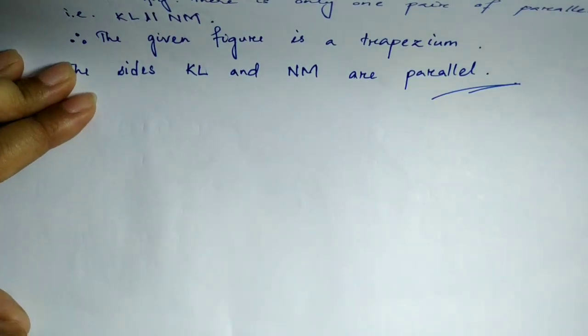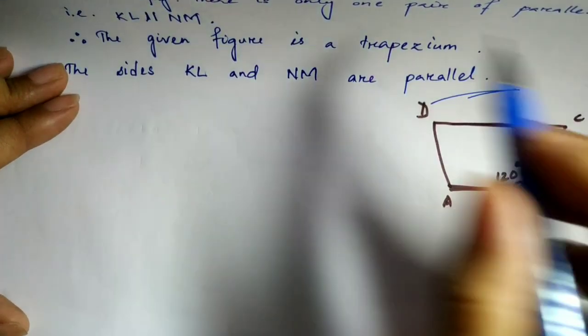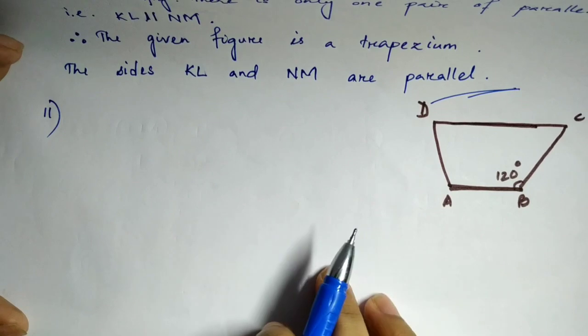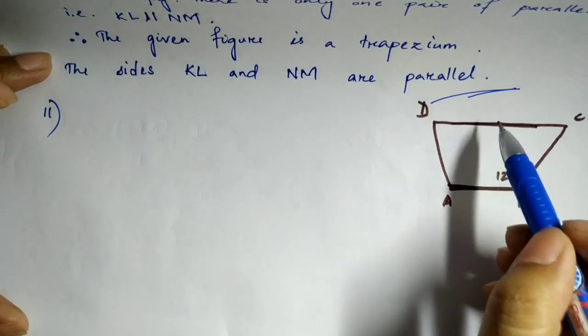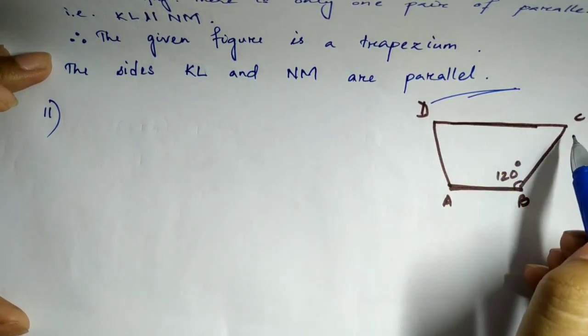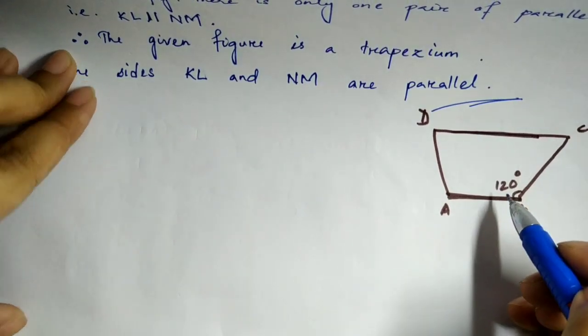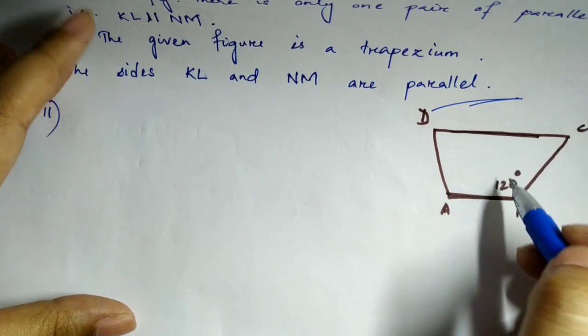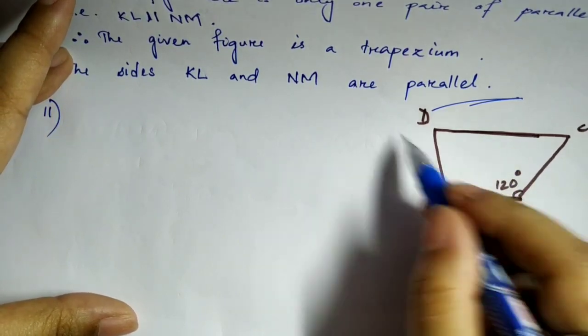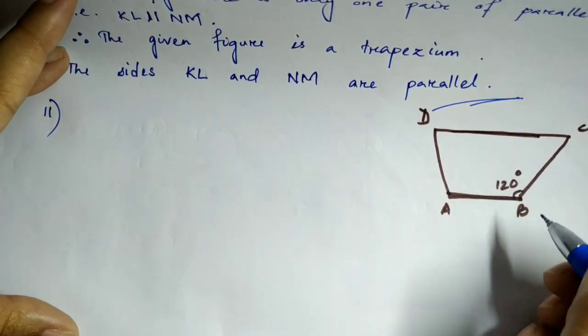So let me draw the diagram for you now. Now all of you can see this is the diagram for question number 11. Now it is said that this side AB is parallel to DC and I have to find the measure of angle C. Now this is not a parallelogram, so I cannot say adjacent angles are supplementary or opposite angles are equal and all. So what can we do here?